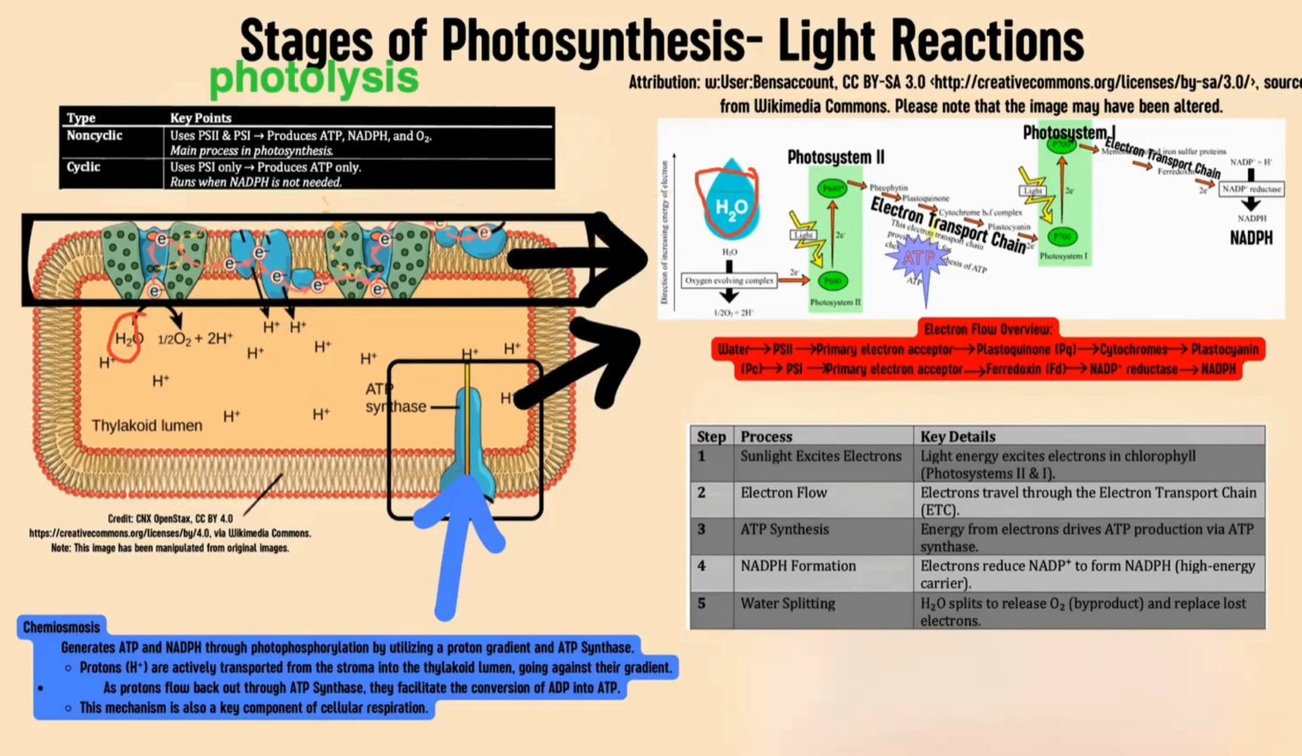So to recap, we talked about photolysis, which is the act of water splitting. Once light hits water in the thylakoid, the water splits into oxygen and hydrogen. Oxygen is then dispersed into the atmosphere, which we as human beings utilize. And hydrogen is released into the thylakoid lumen, which you can see right here, and is used further down the line.